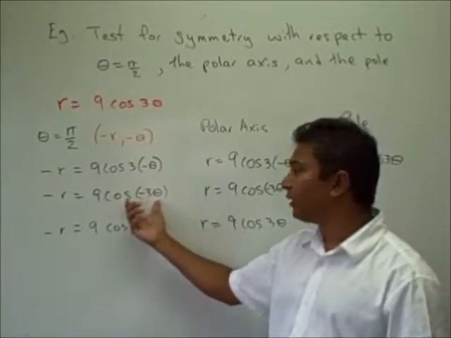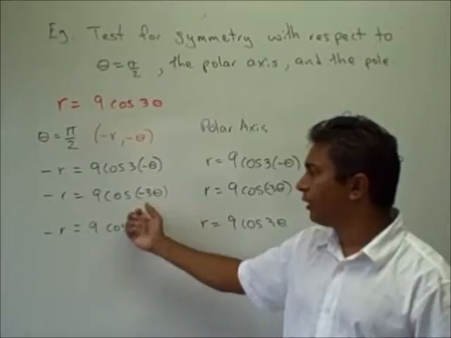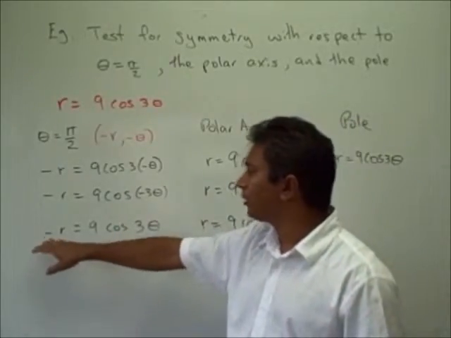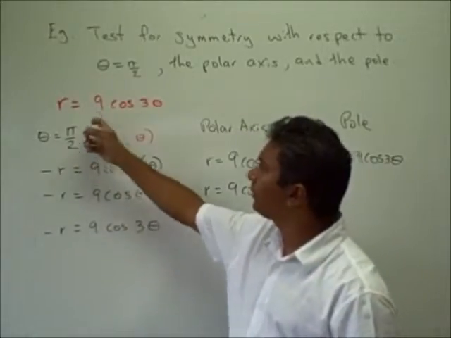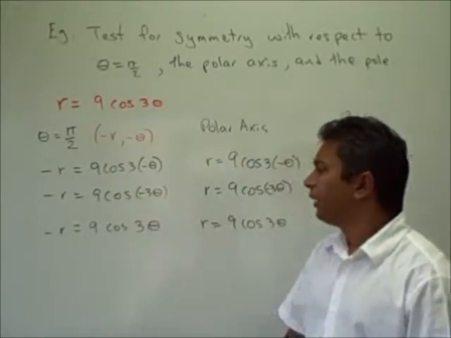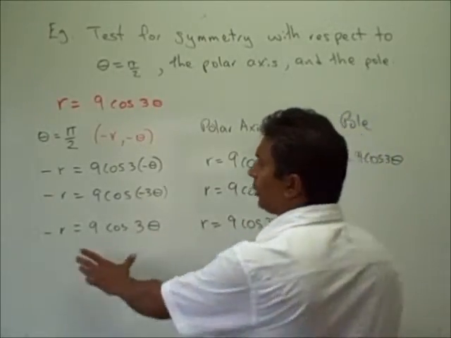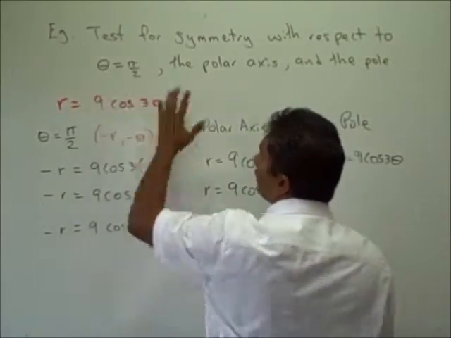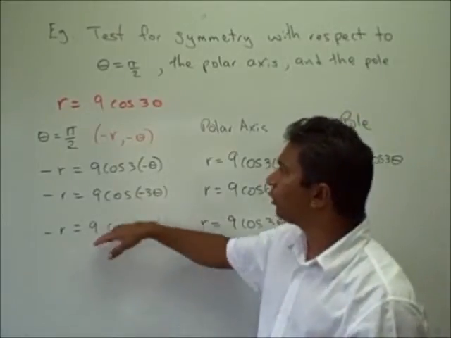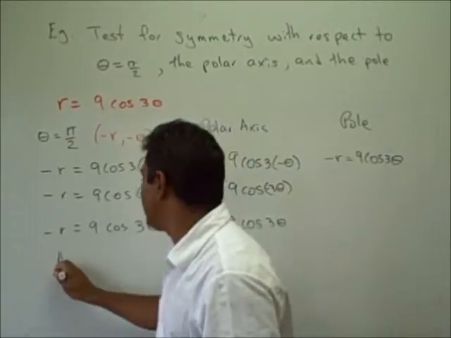We know the cosine of an angle is an even function, so cosine of negative 3 theta is the same thing as cosine of 3 theta. However, we still have negative r, so by replacing r with negative r and theta with negative theta, we get negative r equals 9 cosine of 3 theta. So we know this is not symmetrical around the line theta equals pi over 2. If it's symmetrical, then both equations should be the same. So here, this is not symmetrical.